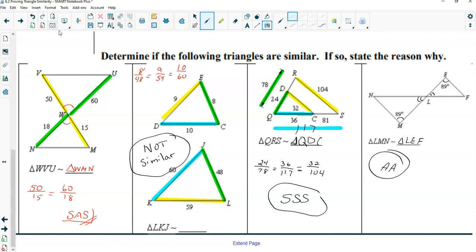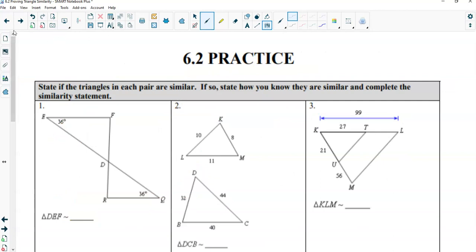Okay, so now what you have to do is your practice exercises and then your delta math. So let's go to work, guys.